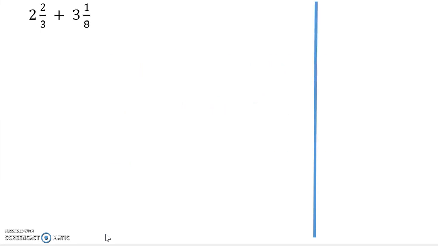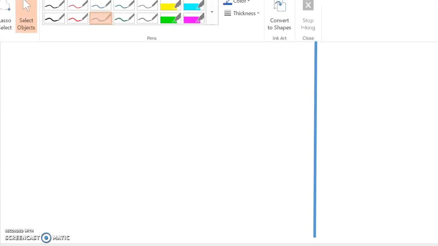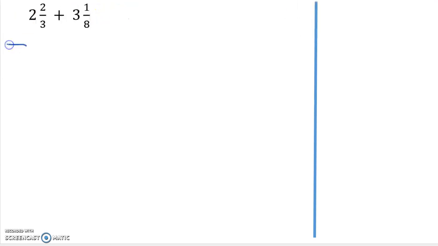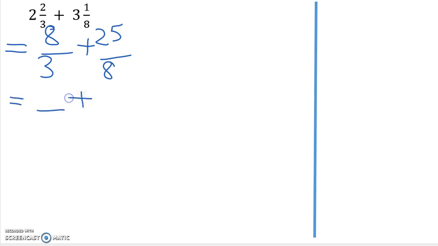So for the first example, what we need to do is change, just grab my pen. We need to change each of the mixed numbers to improper fractions. So we've got 2 3s, which is 6, plus 2 is 8 on 3, and 8 3s are 24, plus 1 is 25, all over 8. So now I need a common denominator. So I've got 8 and 3, lowest common denominator is 24.